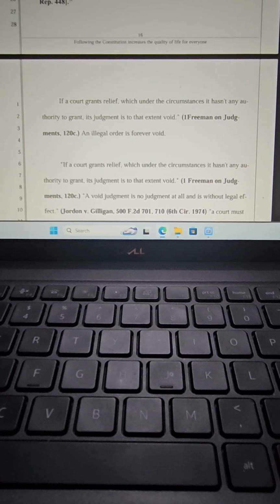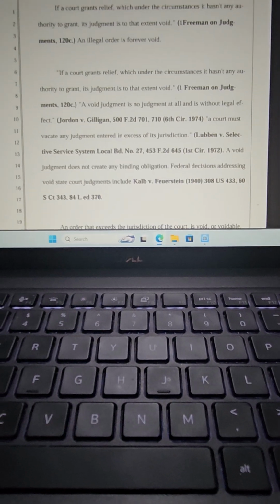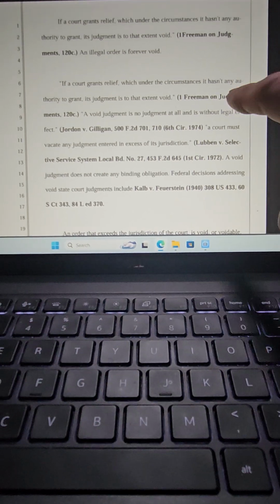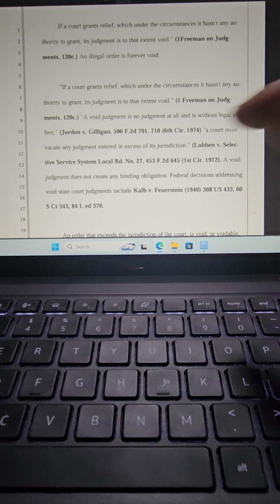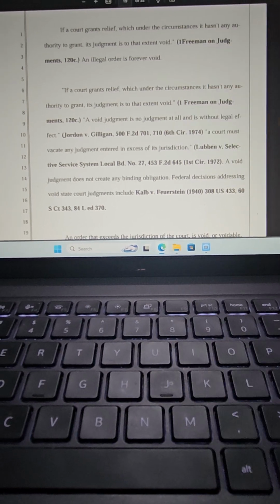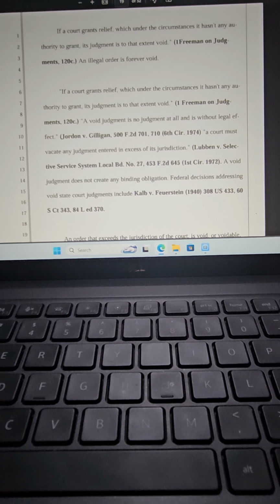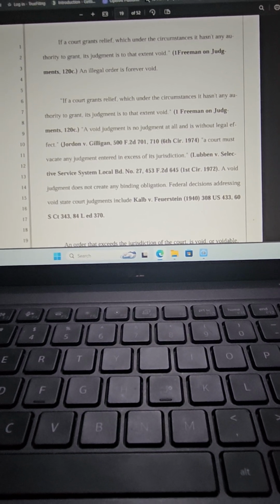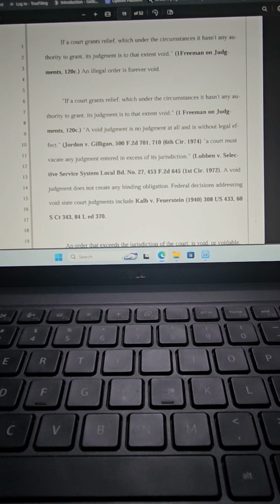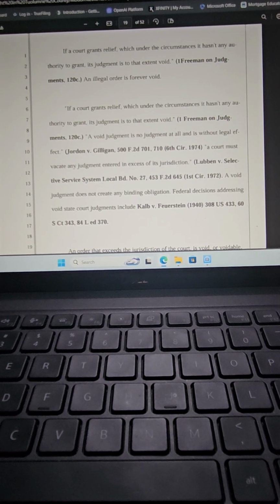I think you're mistaken. Either that or you're just dumb and you just don't know what you're doing. If a court grants relief which under the circumstances it doesn't have any authority to grant, its judgment is to that extent void. A void judgment is no judgment at all and is without legal effect. A court must vacate any judgment entered in excess of its jurisdiction. A void judgment does not create any binding obligation. Federal decisions addressing void state court judgments include.